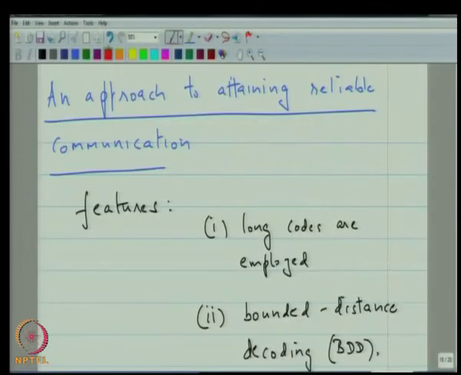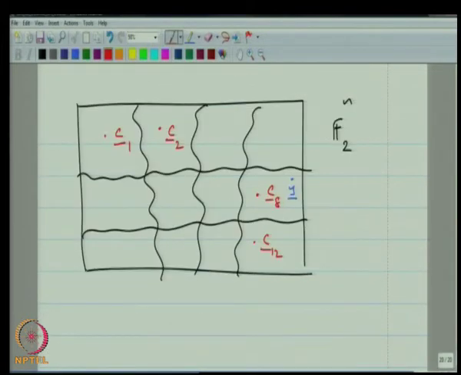So we are now going to look at an approach to making communication reliable by using long codes and employing this bounded distance decoding algorithm. Now there is this word reliable. What do you mean by reliable? So this actually goes back to Shannon. What we mean by reliable communication is communication in which the probability of error is negligible.